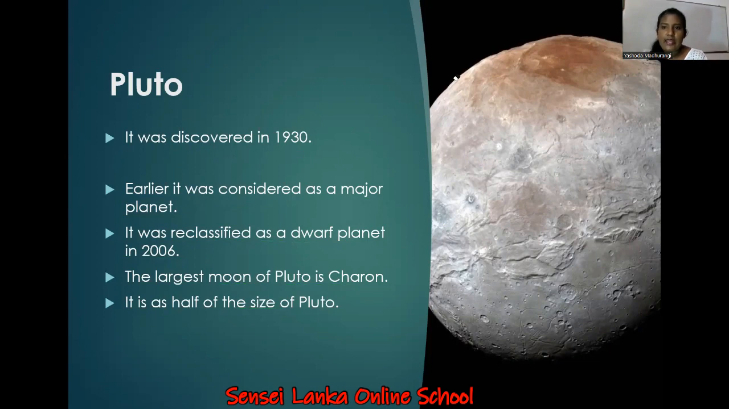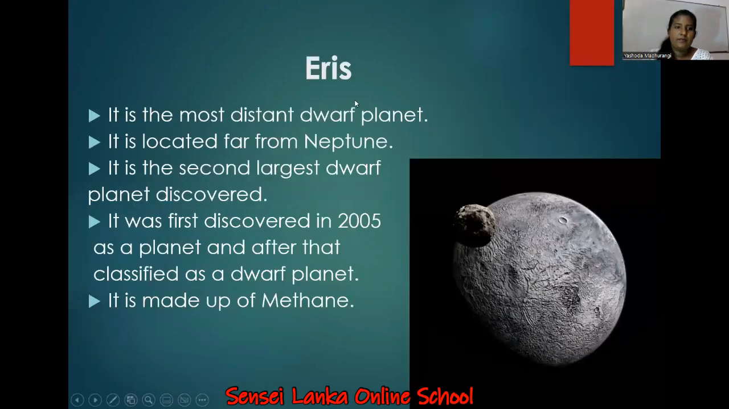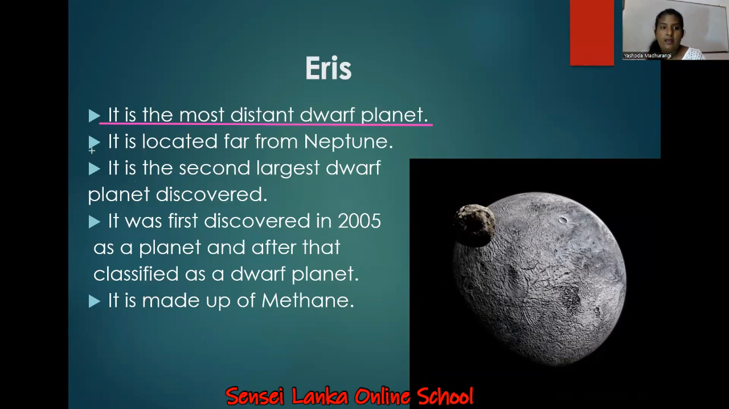So with the picture you can remember. Now come to Aries. Look at the picture given here. Look at the surface of Aries. Now we can look at information about Aries. It is the most distant dwarf planet, located far away from Neptune. It is the second largest dwarf planet discovered.